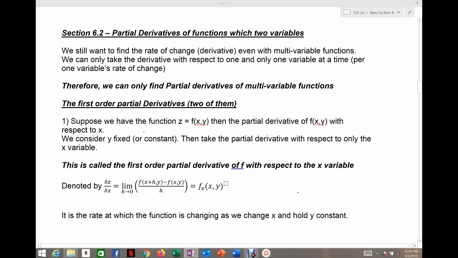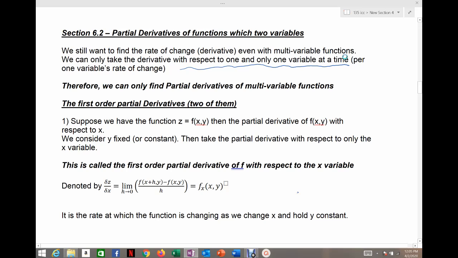All right, so we're introducing multivariable functions, and this is the start of the calculus of it. What it is about multivariable functions is we still want to find a rate of change. How is my function changing with respect to a variable? The biggest thing about it is when I'm doing my derivative, I can only take the change with respect to one variable at a time.